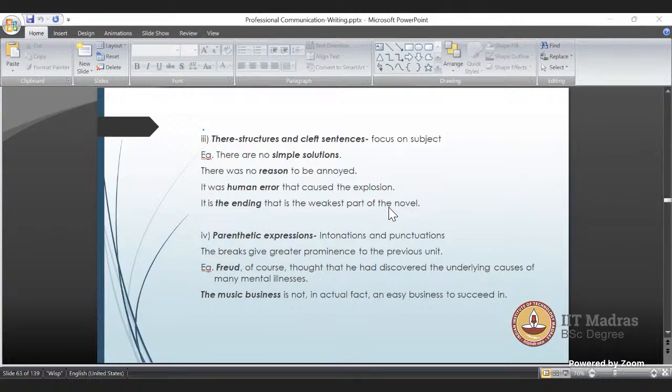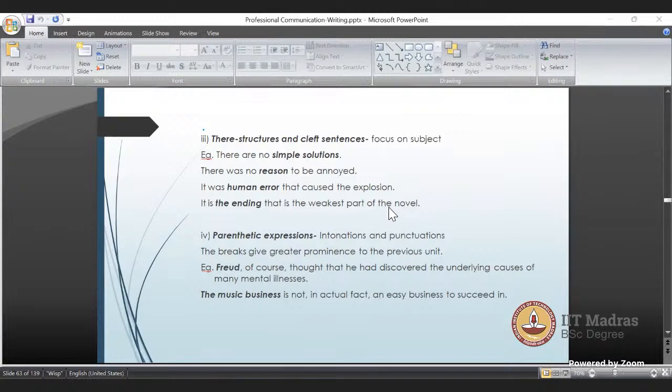Third one, it was human error that caused the explosion. The explosion was caused by human error. The explosion was caused by human error, right? So all you did is the same can happen with the fourth one also. You can look at how it rephrases. The ending, that is the weakest part of the novel. The weakest part of the novel is the ending.